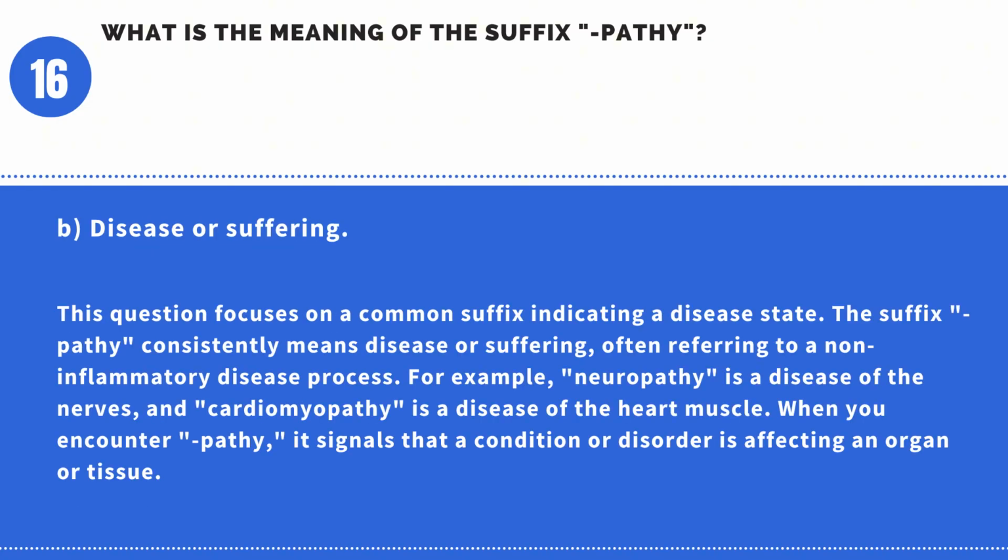Answer, B. Disease or suffering. This question focuses on a common suffix indicating a disease state. The suffix pathy consistently means disease or suffering, often referring to a non-inflammatory disease process. For example, neuropathy is a disease of the nerves, and cardiomyopathy is a disease of the heart muscle. When you encounter pathy, it signals that a condition or disorder is affecting an organ or tissue.